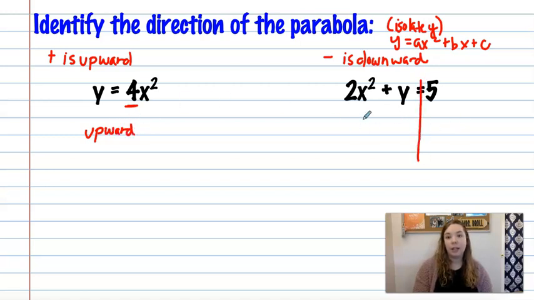Here I'm going to need to isolate my y, so I'm going to move this 2x squared to the other side. And I'll have y equals negative 2x squared plus 5. Well, this one's leading coefficient is negative, so it's going to open downward.